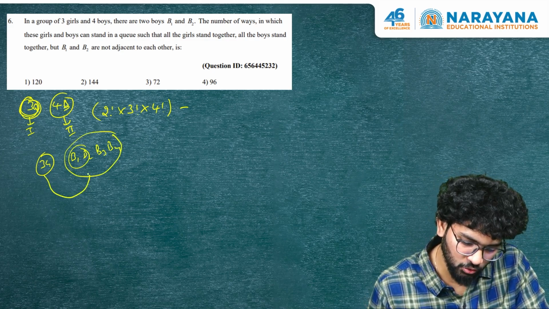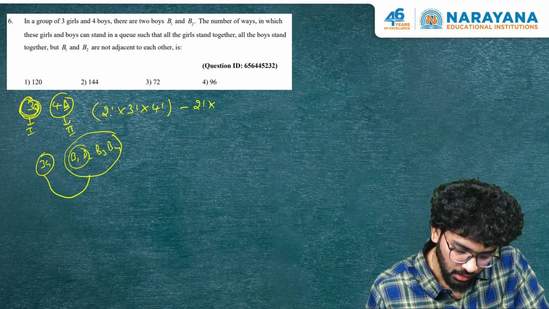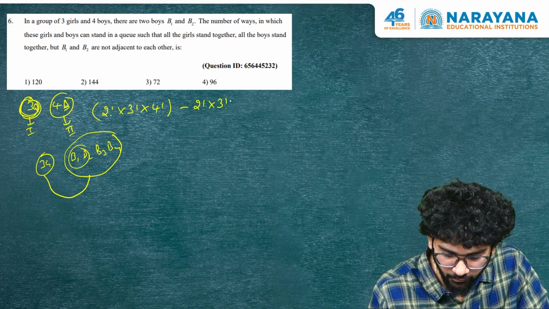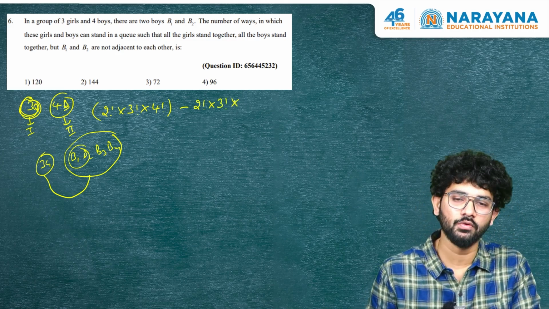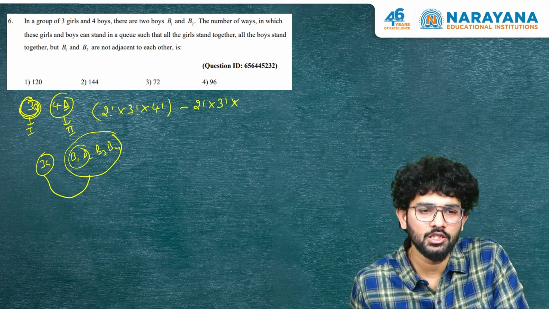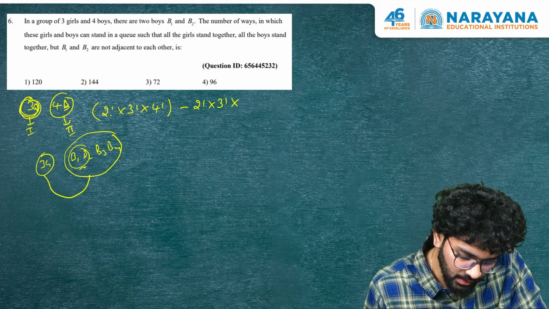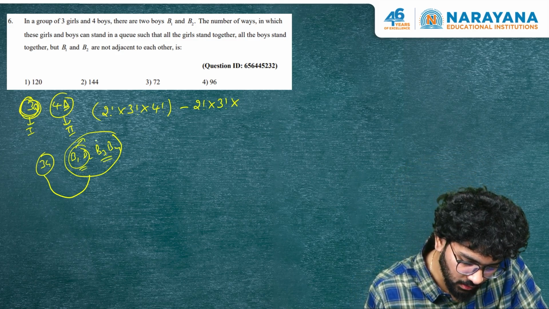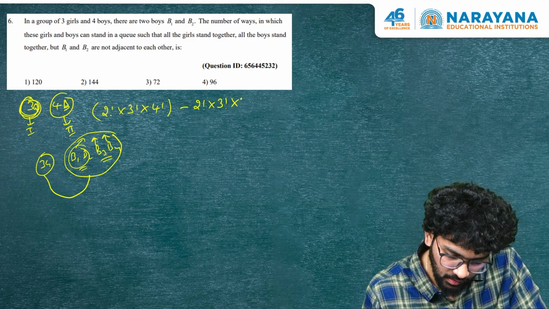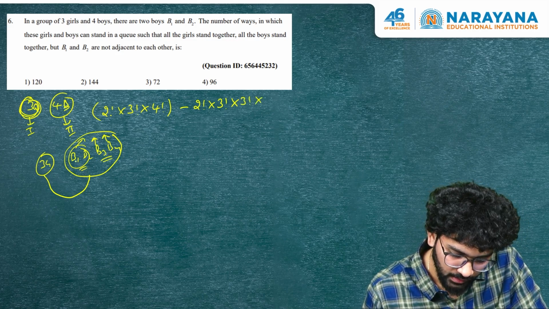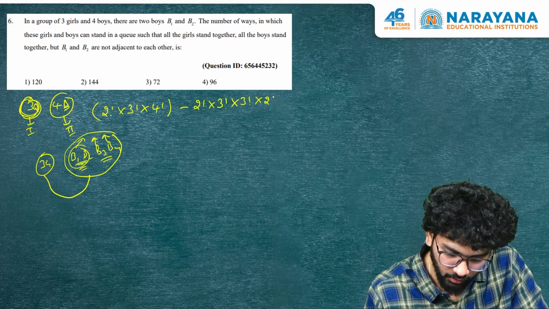First we'll arrange these two groups, that is 2 factorial. Now the internal arrangement of girls will be 3 factorial. The only difference from the previous one will be the internal arrangement of boys. Now when we are arranging boys internally, we will take B1 B2 as one group and B3 and B4, so 3 factorial, into the internal arrangement of these two boys, which will be 2 factorial.